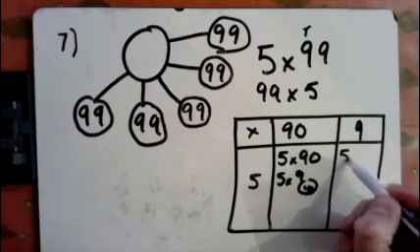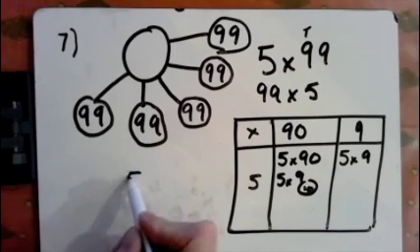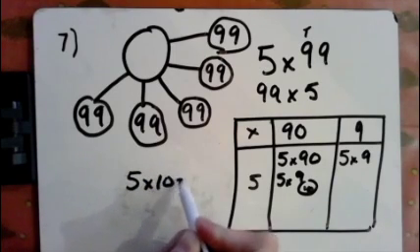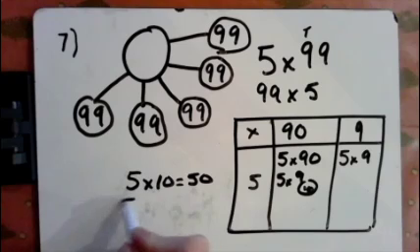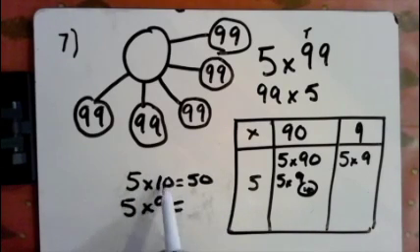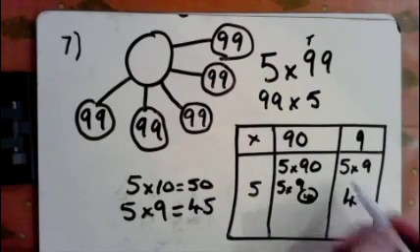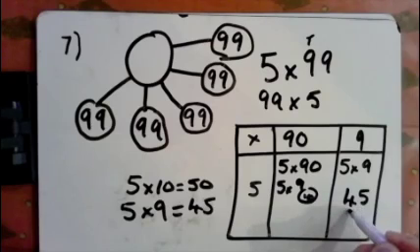And I've got 5 times 9 there. Now, 5 times 9, I know 5 times 10 is going to be 50. So 5 times 9 is going to be 1/5 less than 50. This is 10 lots of 5. This is 5, and it's only 9 lots of it. So I know it's going to be 45. Okay, so I know that one, 5 times 9 is going to be 45.